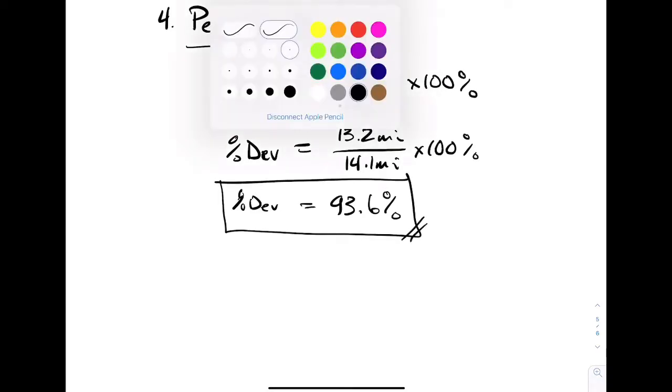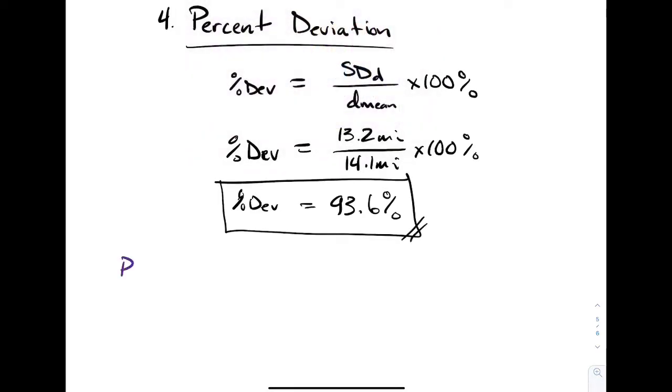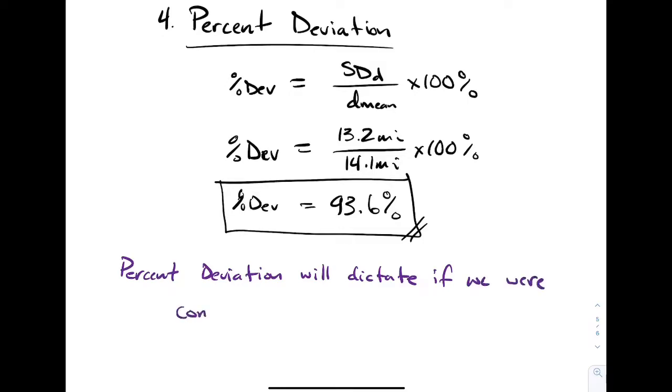So let's note that percent deviation will dictate if we were consistent when we did the experiment.